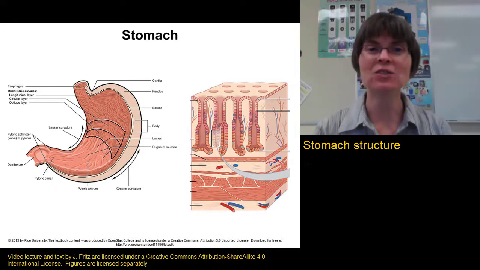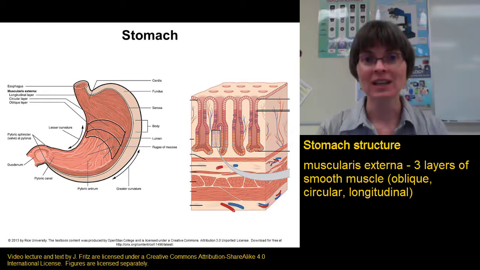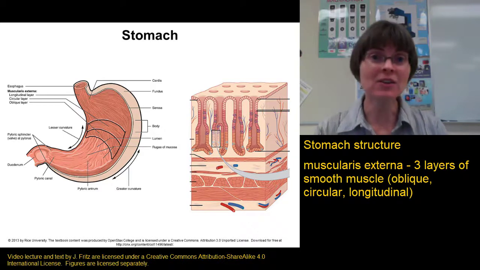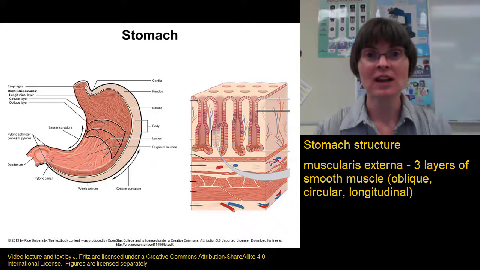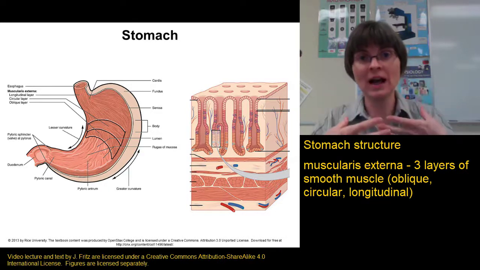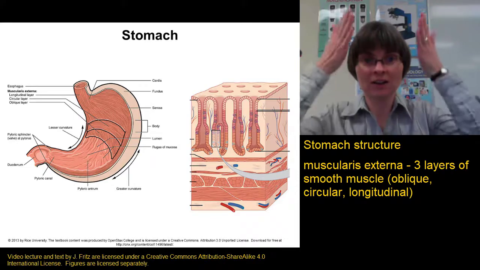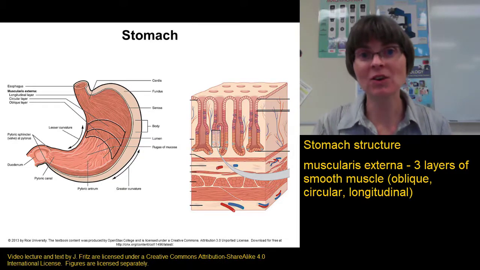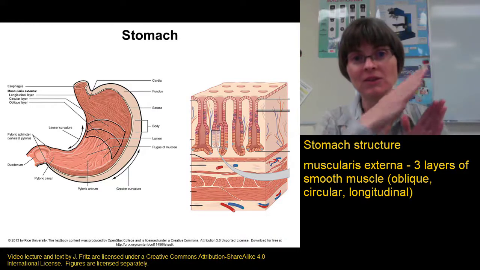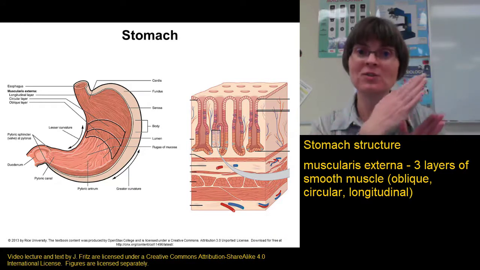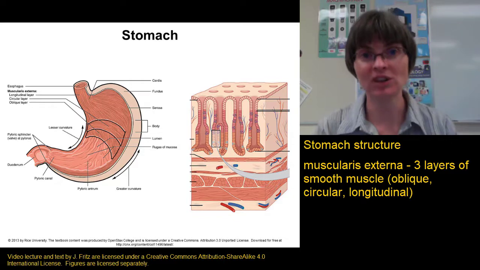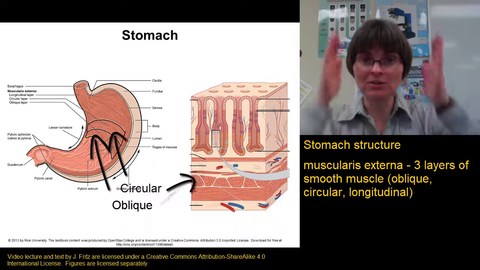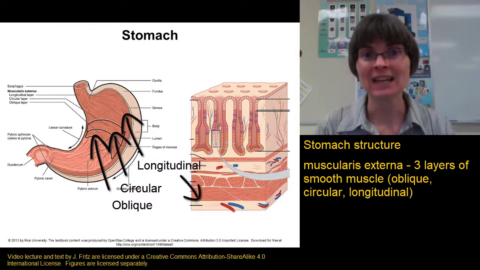One of the things that makes the stomach different than the other organs in the digestive tract is that the stomach has 3 layers of smooth muscle in the muscularis externa. The other organs we looked at only had 2. They had a layer of circular muscle going around the digestive tract, and a layer of longitudinal muscle going down the digestive tract. The stomach has those, but it also has a 3rd layer of muscle called the oblique muscle that goes at an angle to the digestive tract. So we have a layer of oblique muscle and the circular muscle and the longitudinal muscle in the stomach.